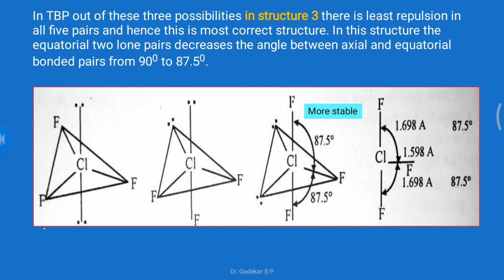So here are three images, first, second, third. In this trigonal bipyramidal geometry, out of these three possibilities, in the third structure there is the least repulsion among all five pairs, and hence this is the most correct structure. In this structure, the two equatorial lone pairs decrease the angle between axial and equatorial bond pairs from 90 degrees to 87.5 degrees. Why does it decrease to 87.5 degrees? Because these two lone pairs repel and bend the molecule.